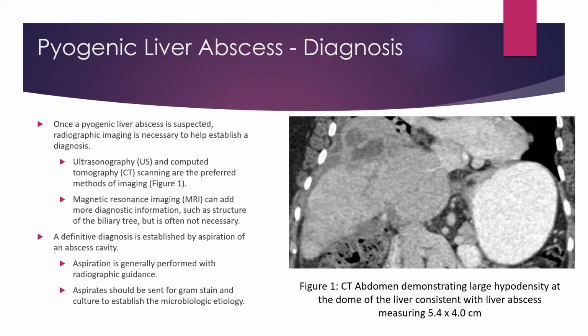Clearly, if a diagnosis of liver abscess is suspected or there's abnormal transaminases, imaging is necessary. Ultrasound and CT are generally the first go-to. MRI can add you more diagnostic info, such as the structure of the biliary tree, but you don't often necessarily require it. And as we all know, aspirating it is the key for diagnosis, and you can get a microbiologic diagnosis in that fashion.